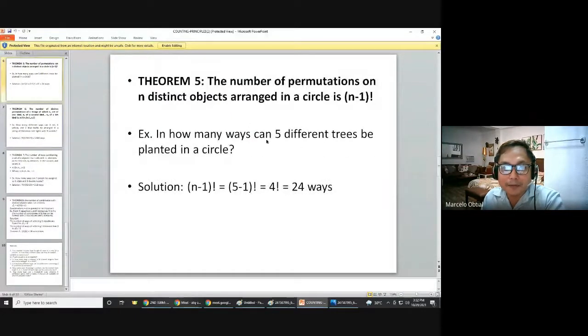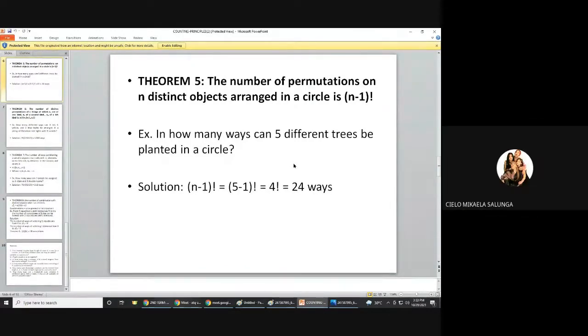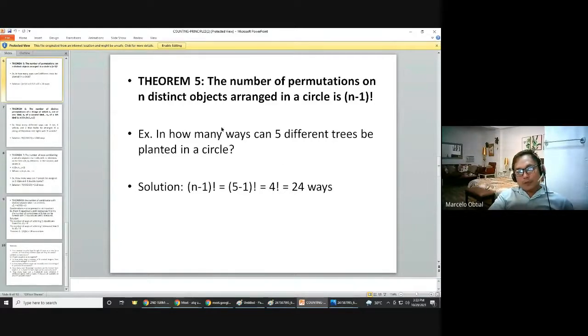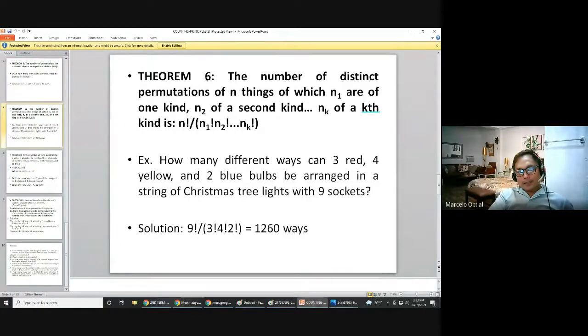Okay, by the way, mag-compute na lang nito, ha? Tama ba, Shelo? 4 factorial is equal to 24. What if meron siyang 5 na trees, tapos you need to plant that in a circle? Okay, can you use your calculator, Shelo? 4 factorial is equal to? 24 po, sir. Okay, so tama, no? Kalimutan ko lang siyang i-discuss, class. Okay, proceed na tayo sa 6.